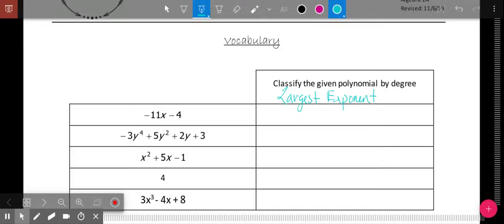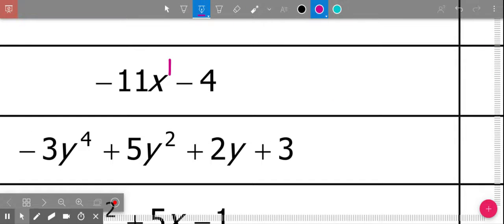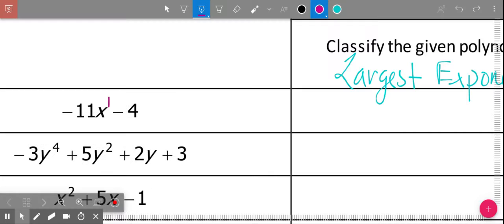All right, I hope you took some time to try and see how many of these you remember. So if I look at this, I've got negative 11x minus 4. This one, I can write in that exponent of a 1 right there. Anything that has the largest exponent of a 1, remember, that means linear. The next one, I have my largest exponent is a 4. So anytime our largest exponent is a 4, we think of 4 quarters and a dollar. So that's going to be quartic.